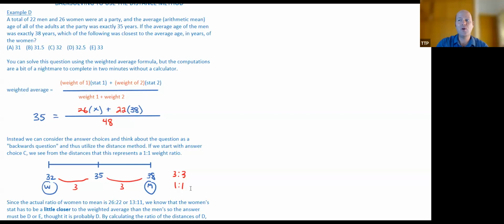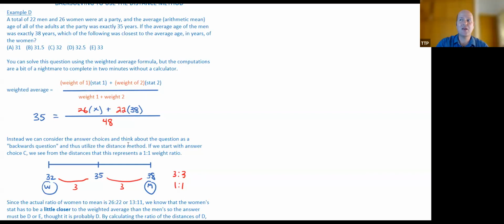Now we know that that's not the case, because the male-female ratio is not 1-to-1. Notice also that this problem asked for the closest. It asked you to approximate to some degree. So we're going to do some approximating here to get to our right answer.